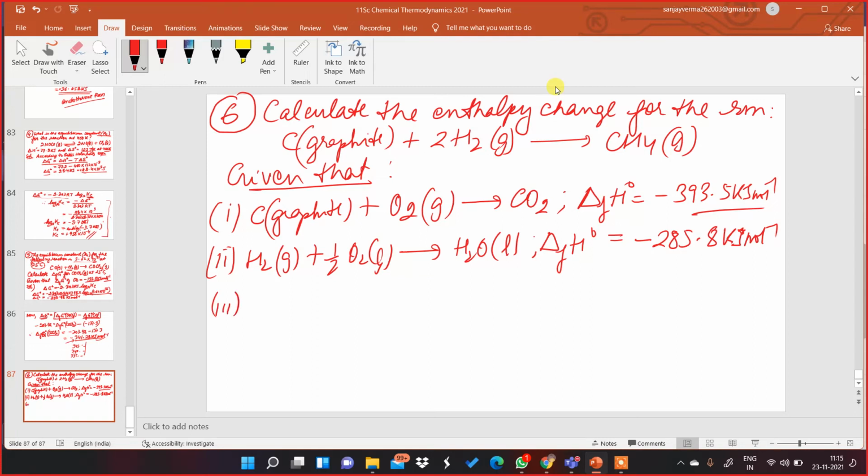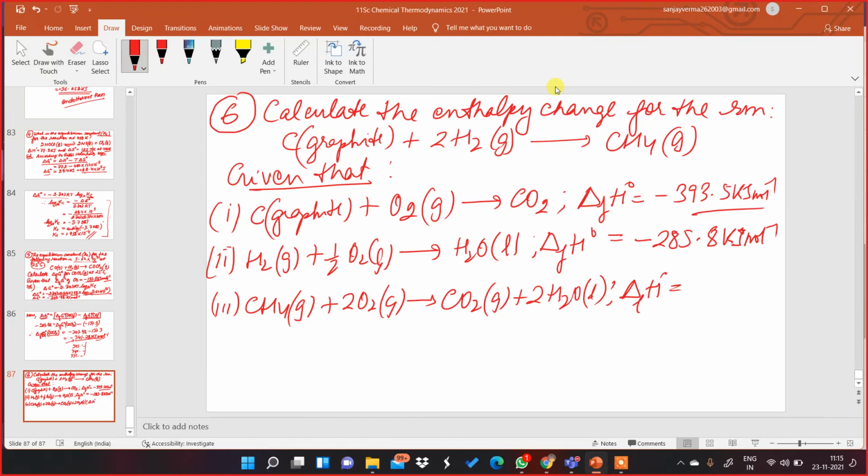And there is one more equation given for the combustion of methane: CH4 plus oxygen forming carbon dioxide gas plus water vapor, or liquid water after condensation. The enthalpy of this reaction is given as minus 890.33 kilojoules per mole. Now they are asking us to calculate the enthalpy change for the formation of methane, so we have to work it out carefully.